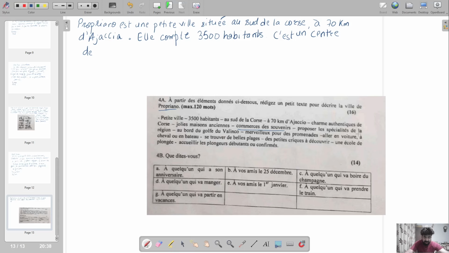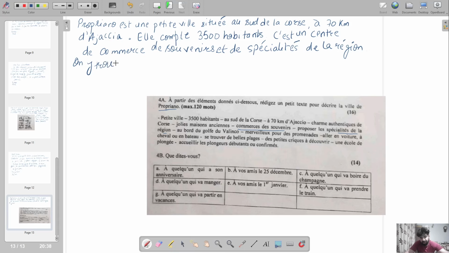So basically commerce is trade. So it talks about business. So commerces, the souvenirs, and then I will write about the speciality of the region where you can go and you will find the old houses. So I'll write jolies maisons as was given in the question. Then I will write about the other specialities. So there were beaches, so the belles plages I will write.